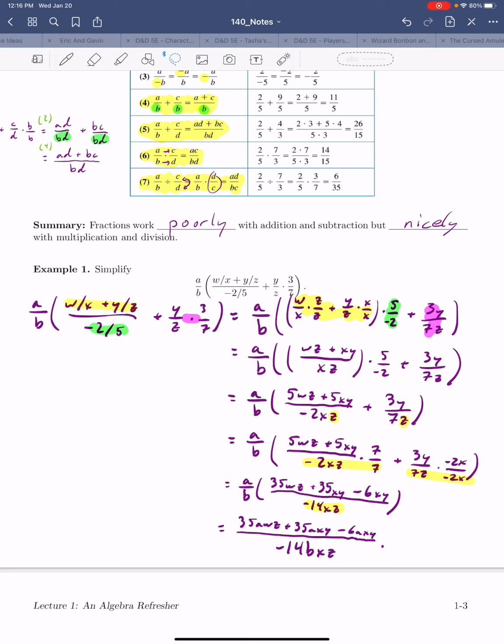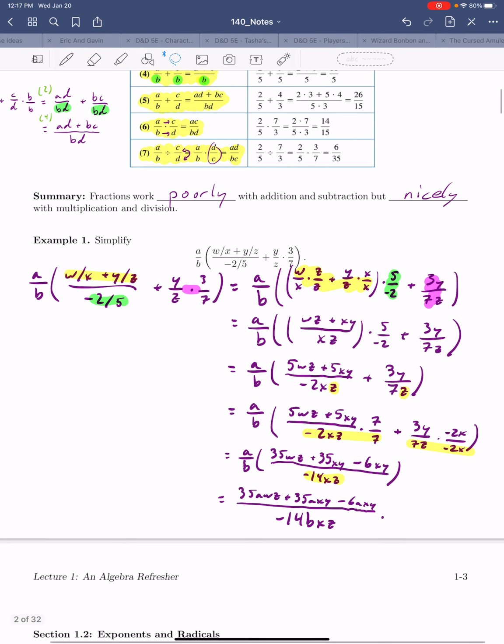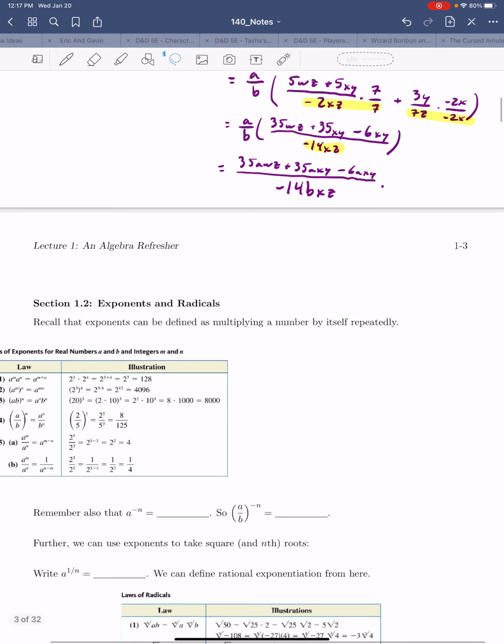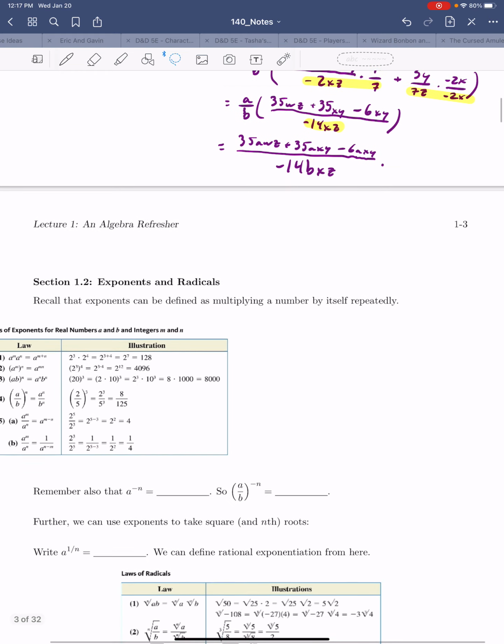That's simplified, right? It's a reduced fraction. There are no parentheses. That's simplified, right? It took a little bit of work because of the addition, and I guess fractions on top of fractions, but even the division of 5 over negative 2 wasn't all that bad. It was the addition that screwed us up. So that's how you would do something like that.